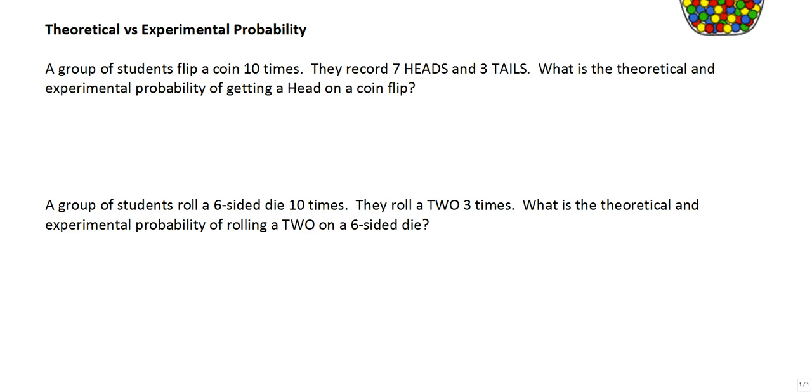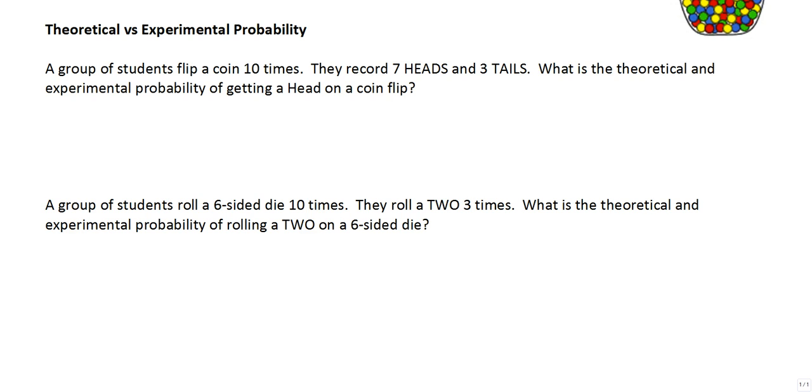Experimental is you just have to run some experiments and then you just calculate your results. Now, the thing about experimental is it could be totally different for different groups. So if we were to take 10 groups of students and their job is to flip a coin 10 times, you might get one group that gets 7 heads and 3 tails. Another group might get 6 heads and 4 tails. Another group might get 2 heads and 8 tails. Experiments don't always give you the theoretical probability.